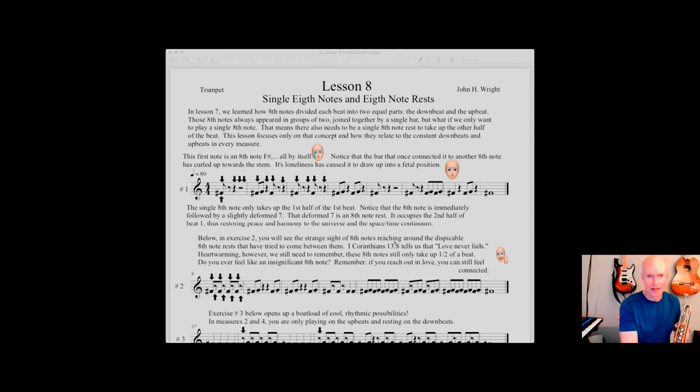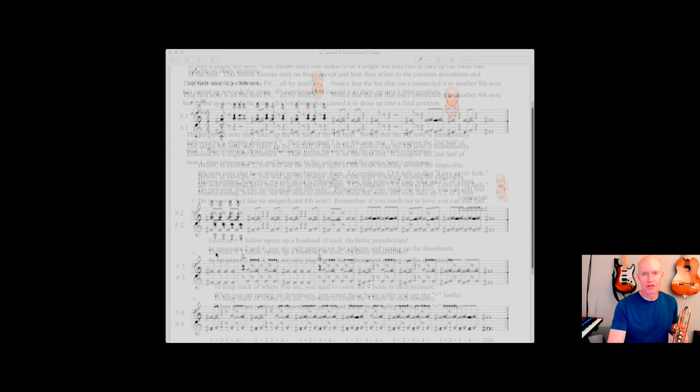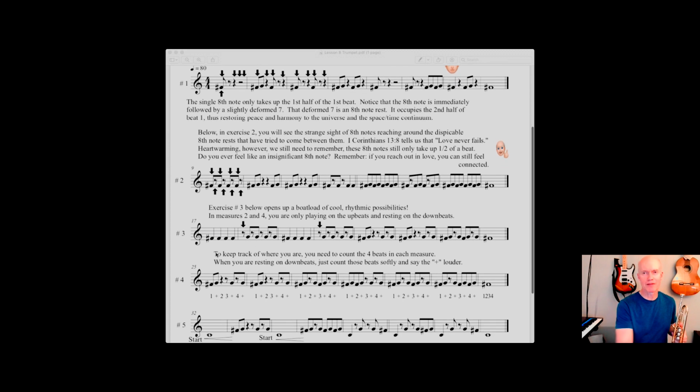All right. And so a single eighth note all by itself takes the first half of the beat. This eighth note rest takes the second half of the beat. Then below, in exercise number 2, you'll see the strange sight of eighth notes reaching around the despicable eighth note rest that has tried to come between them.